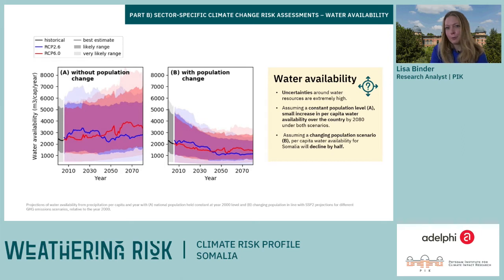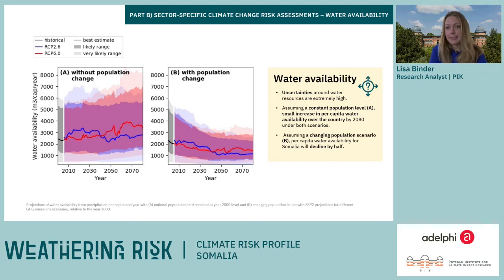I will start with future water availability. These plots depict future water availability per person and year. The figure on the left represents a scenario that does not consider population change, and scenario B on the right-hand side considers population change. Overall, we can say that both projections show high intra-annual variability, and as one can see, the very likely range of water resources is extremely high for current and also future projections, and this translates into very high levels of uncertainty.